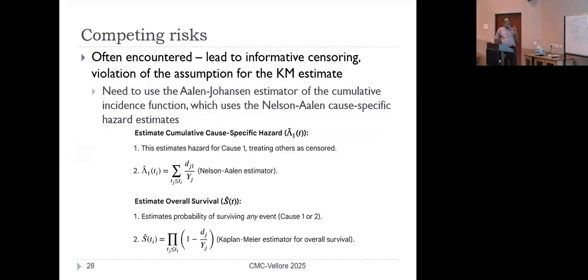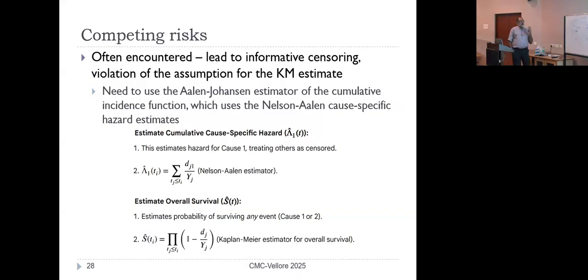So what we have to use is the Aalen-Johansen estimator of the cumulative incidence function. The difference is that for the cause-specific hazard estimates, it uses a different estimate. It's called the Nelson-Aalen. Nelson is the other student that worked with Aalen.